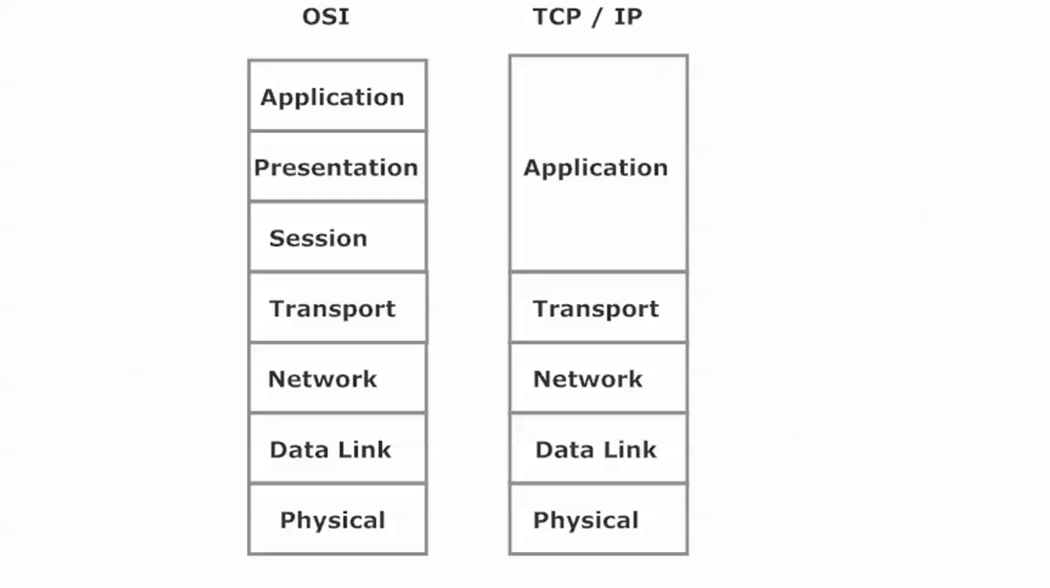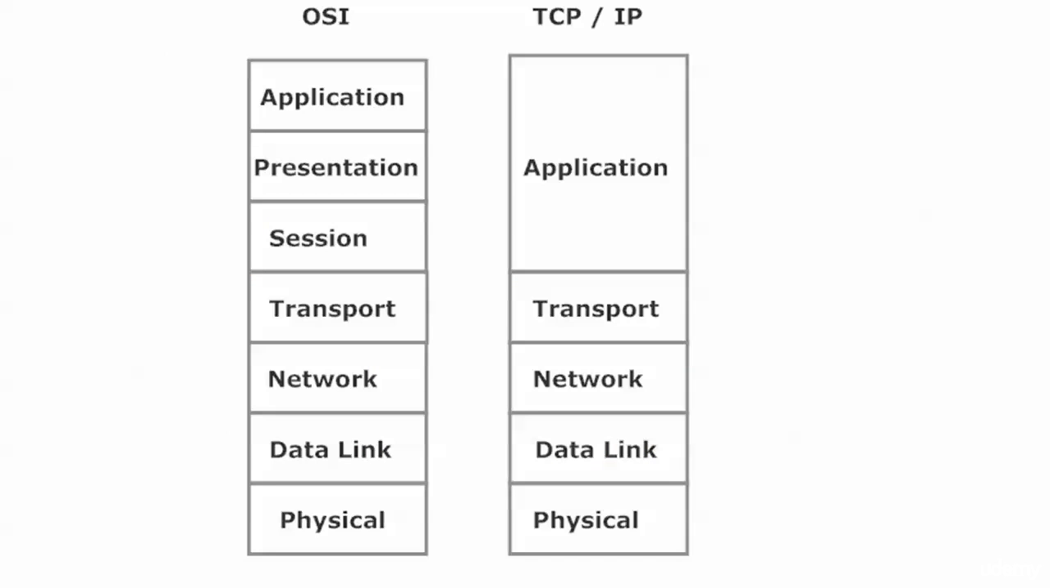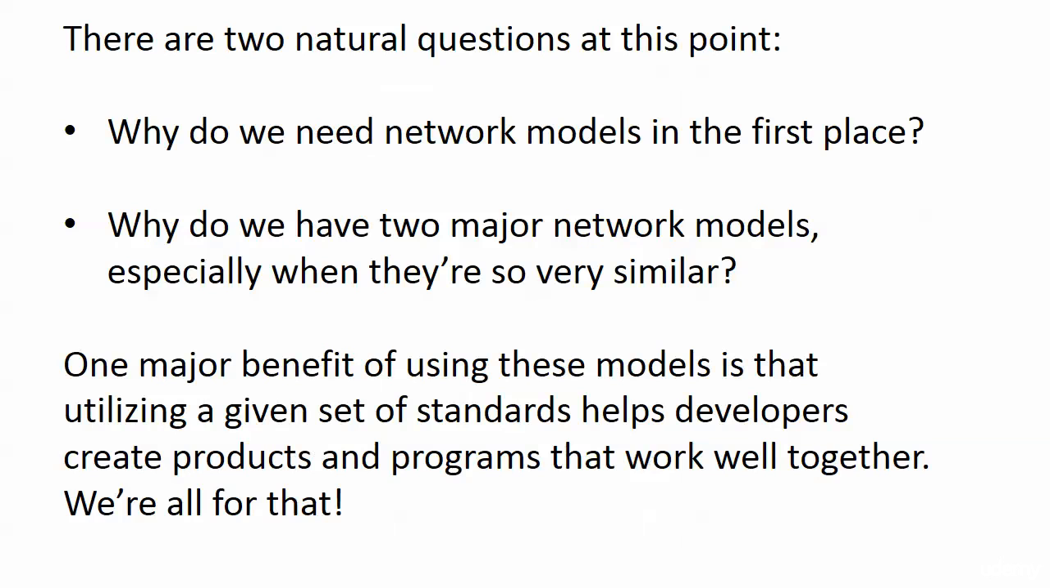So you're looking at those models and you hear what I'm saying, and you have 2 natural questions at this point, which closely mirror the questions I had at this point in my studies. First off, why do I need network models in the first place? Does anyone really care? Am I really going to use these? You are, and we're going to talk about that in a moment. But the other question, especially for those of you new to the models, is why do we have 2 major network models, especially since they're so very similar? Now, they weren't similar originally, but they sure are now. So why do we still have 2 of these around?